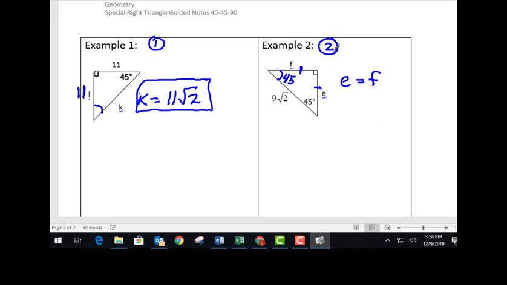All right, so we know scenario 2, if I'm given the hypotenuse to go to the legs, what do I have to do? Well, I got to divide by the square root of 2. So here I just have to divide by the square root of 2. Well, what happens to the square root of 2's? They divide out. So both E and F would have to equal 9.